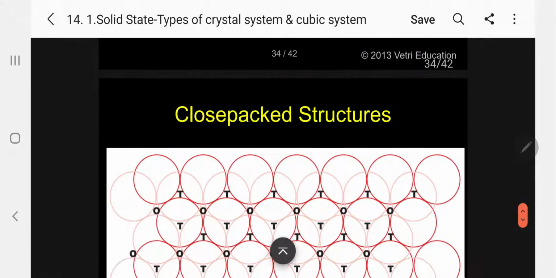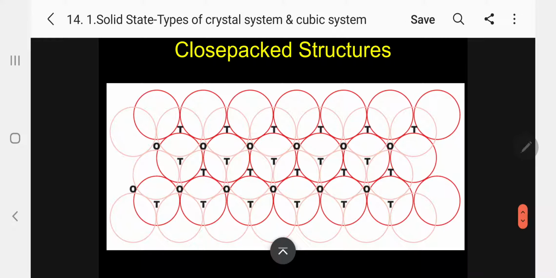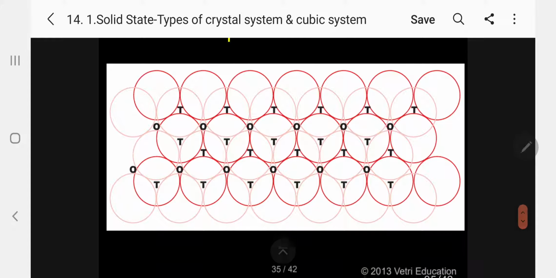Please follow. This is an example of three-dimensional close packing. Three-dimensional means one two-dimensional layer over the other two-dimensional layer. One is shown in a dull color, another in a dark color, one over the other. It is indicating T for tetrahedral void hole, and O for octahedral. So here it is very difficult to understand. Let me explain the example separately, then you can understand.